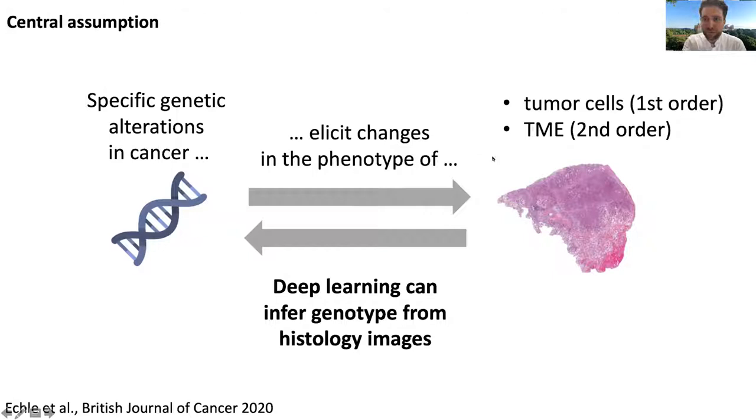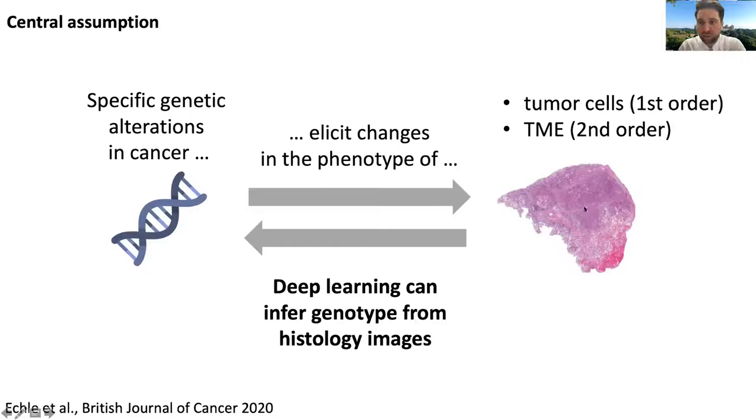And also in cancer, we know that specific genetic alterations cause specific morphological alterations in the tissue. And these changes can be in the tumor cells themselves. So we know that some mutations in the genome of a cancer can change the size of the tumor cells or can change the size of the nucleus or the shape of the nucleus, etc. But also these changes can be on a higher level. So they can influence the tumor microenvironment. And we know that some mutations, for example, cause the immune system to attack the tumor more easily, and thus more immune cells will be observable within the tumor tissue. And also mutations in the tumor cells can influence the stroma around the tumor cells.